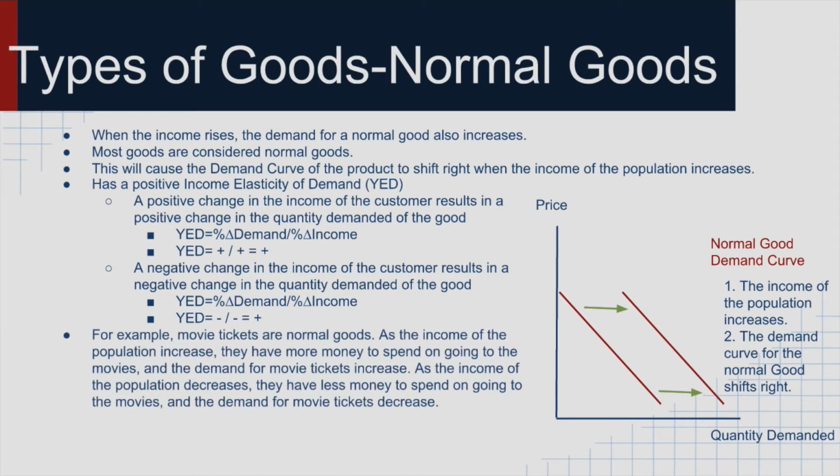So for example, movie tickets are normal goods. As the income of the population increases, they have more money to spend on going to the movies, and the demand for movie tickets increases. As the income of the population decreases, they have less money to spend on going to the movies, and the demand for movie tickets decreases.